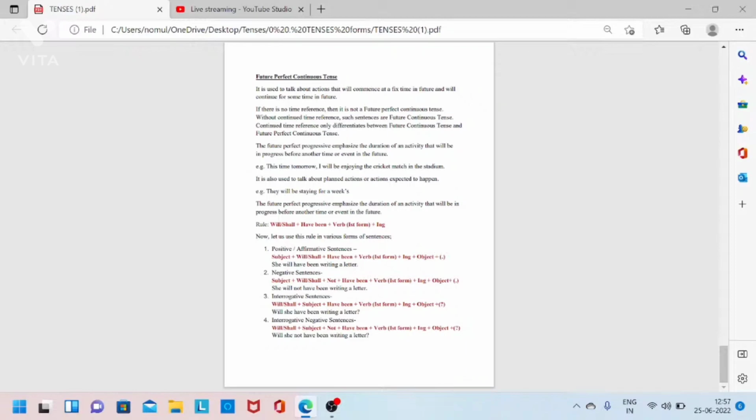For the interrogative sentence, will or shall plus subject plus have been plus V1 plus ing plus object. Will she have been writing a letter? For the interrogative negative sentence, we use will plus subject plus not plus have been plus V1 plus ing plus object. So will she not have been writing a letter? So this is all about the future continuous tenses.